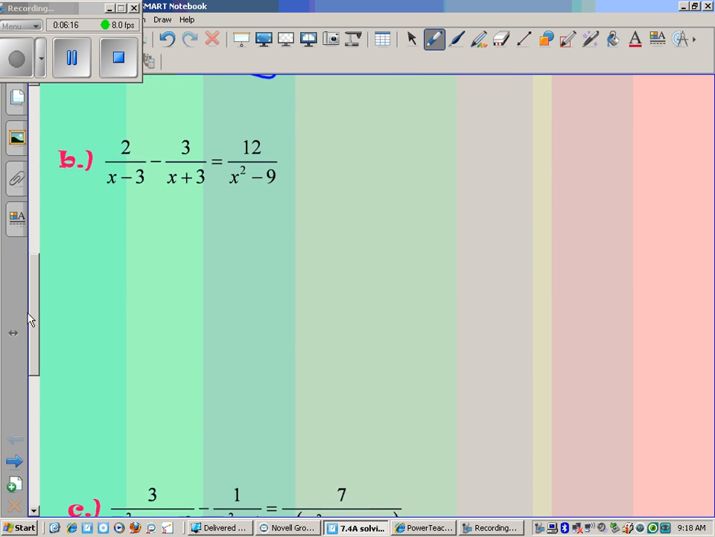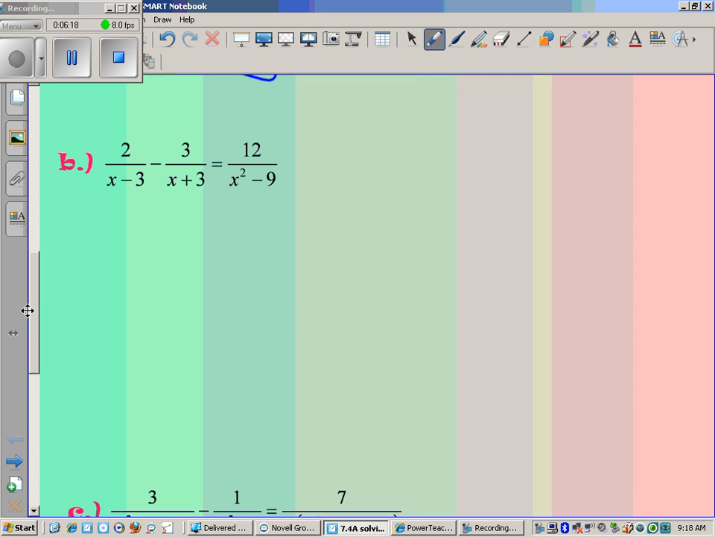Alright. Let's do another one. We have an equal sign. We're still solving. Before I can combine any of this stuff, I need a common denominator. The first one right now has an x plus 3. Second, an x minus 3. Second one has an x plus 3.